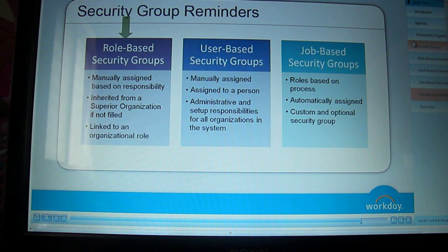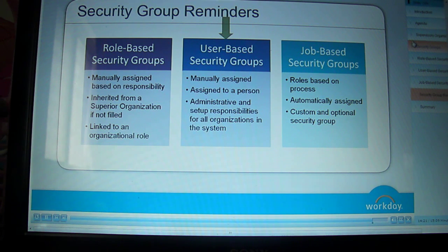Membership in a role-based security group is derived based on organizational role assignments. A person is assigned to an organization role through a position, and that organization role is linked to a role-based security group. If an organization role is not filled, it can be inherited from a superior organization. For user-based security groups, access is unconstrained, system-wide, and is typically for those in administrator and setup roles needing company-wide access. User-based security groups are manually assigned to a person.